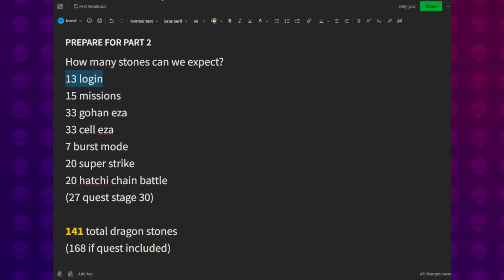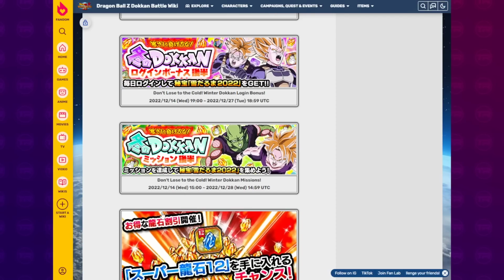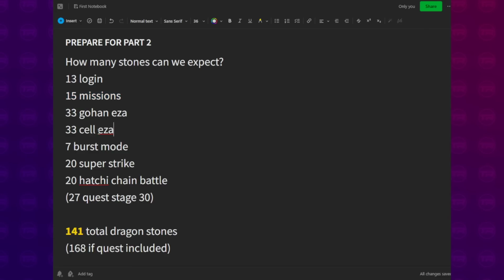13 Dragon Stones for login. All right, makes sense. It's about a 2-week lifespan. Then we've got 15 Dragon Stones from the missions. I confirmed this on DokkanInfo.com, where they show the full breakdown of the missions themselves. Now, this is the big get for global. 33 Dragon Stones for the Cell EZA, 33 Dragon Stones for the Gohan EZA.